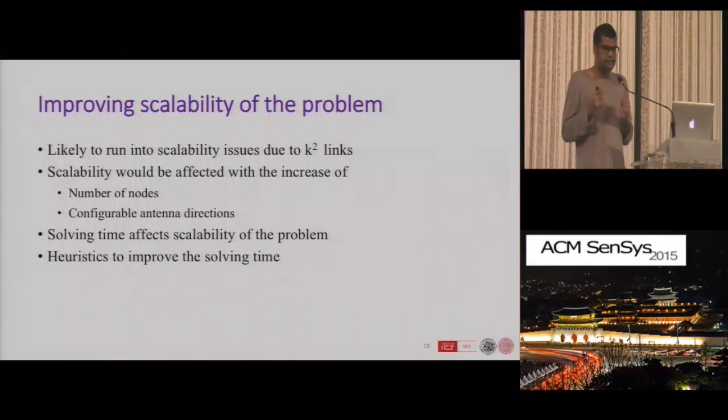As we had discussed earlier, with the directional antenna, instead of one link between a pair of nodes, you can have k-square links between the nodes. This means that the problem could become significantly more challenging, and we might run into scalability issues because of the increasing number of links in the network. So the scalability could be affected by the number of nodes in the network, as well as the number of antenna configurations that are possible. And the solving time would affect the scalability of the problem. And hence, we propose heuristics to improve the solving time, which in turn improves the scalability of the problem.